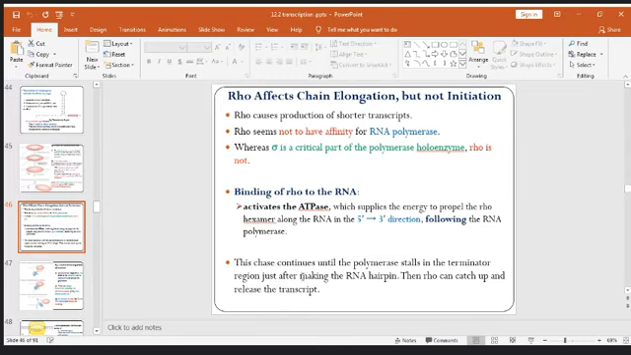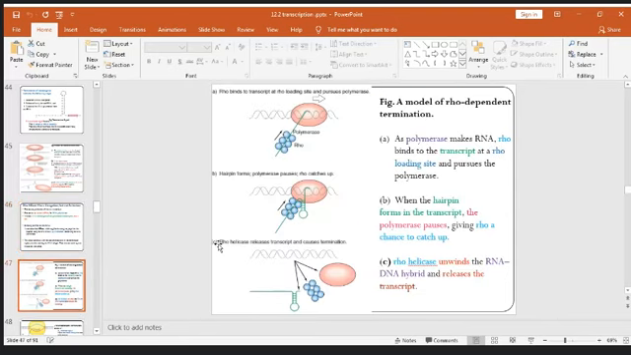This chase continues until the polymerase stalls in the terminator region, just after making the RNA hairpin. Then the rho can catch up and release the transcript. The rho protein by itself can catch up, as you can see here in the model. So this is a rho protein.